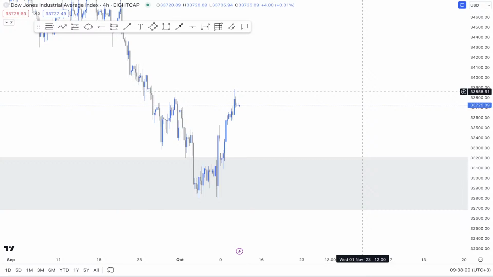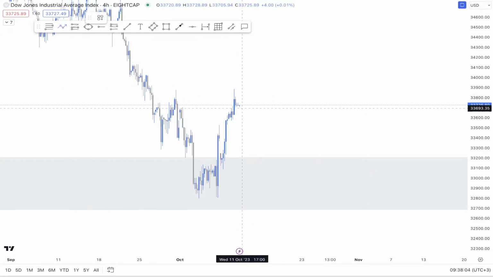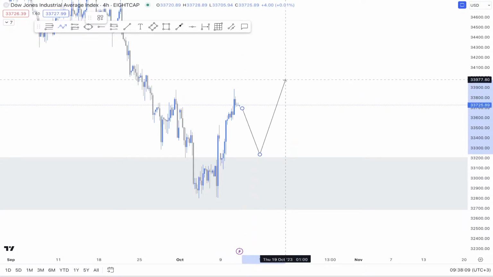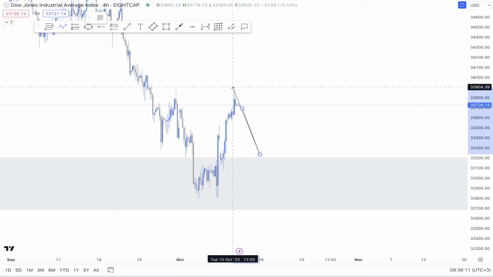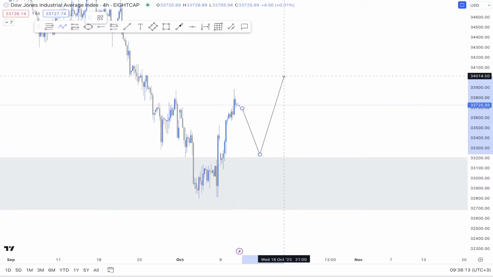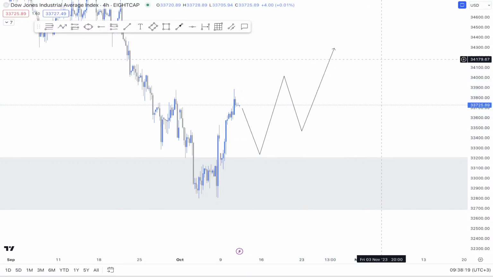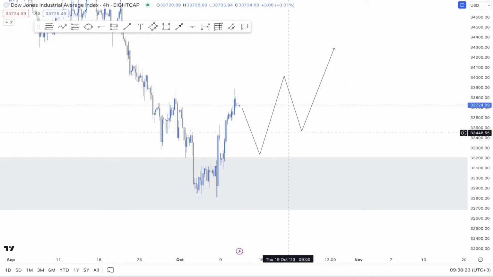Okay, so to be fair, what I would wait for now is a pullback towards maybe this area, then to see an impulsive move to the upside that would break the structure here, and then I would most likely look to buy from around here to take price even higher. Okay, that would be what I would be waiting for if we look for buys.